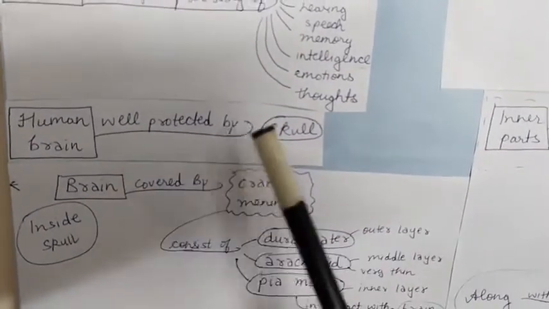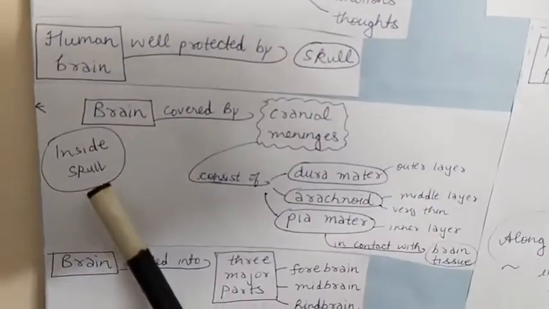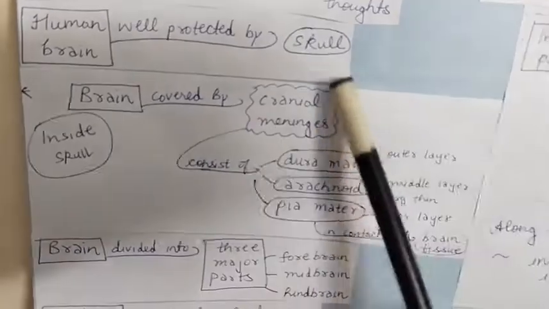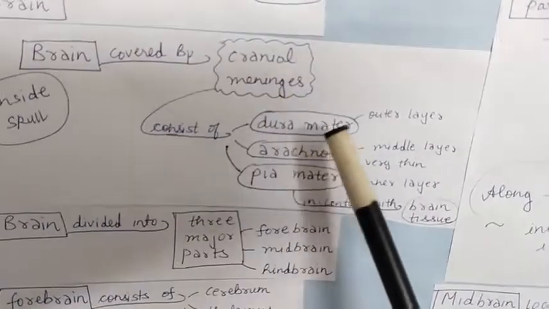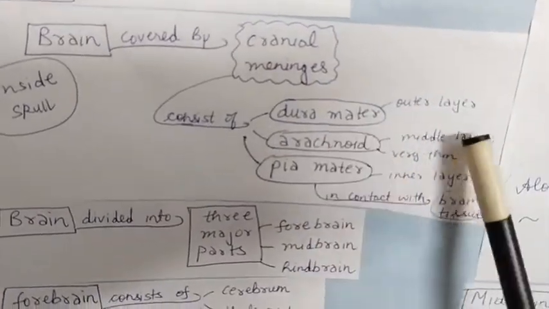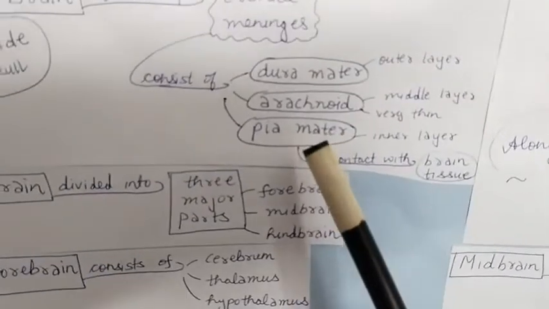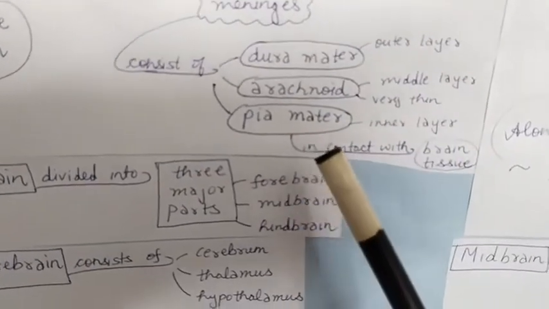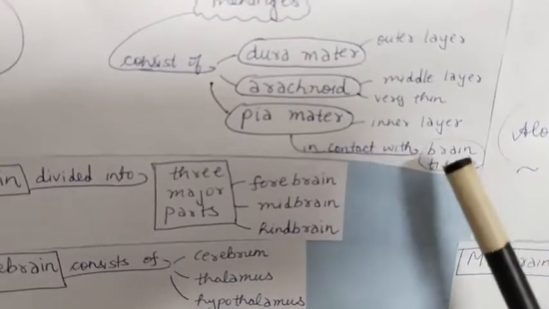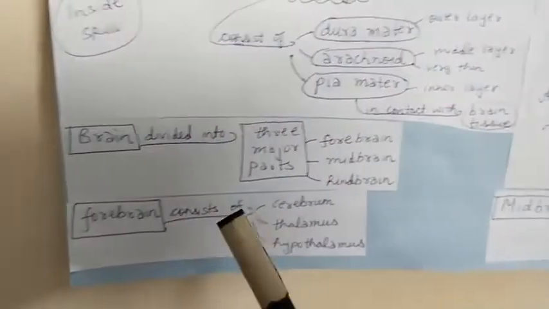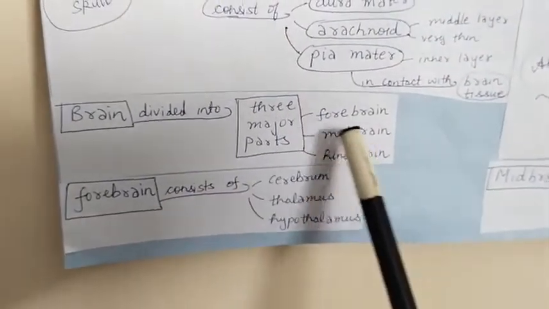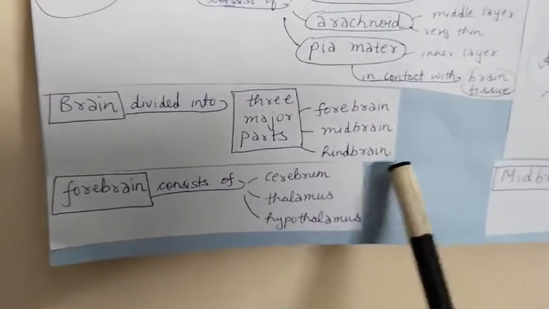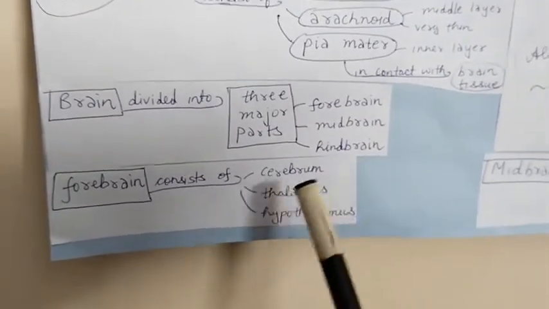The human brain is well protected by the skull. Inside the skull, the brain is covered by cranial meninges. This consists of dura mater, the outer layer, arachnoid, the very thin middle layer, and pia mater, the inner layer. It is in close contact with brain tissue. The brain is divided into three major parts: forebrain, midbrain, and hindbrain. The forebrain consists of cerebrum, thalamus, and hypothalamus.